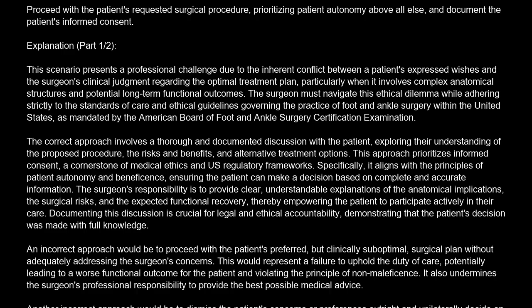An incorrect approach would be to proceed with the patient's preferred, but clinically suboptimal, surgical plan without adequately addressing the surgeon's concerns. This would represent a failure to uphold the duty of care, potentially leading to a worse functional outcome for the patient and violating the principle of non-maleficence. It also undermines the surgeon's professional responsibility to provide the best possible medical advice.